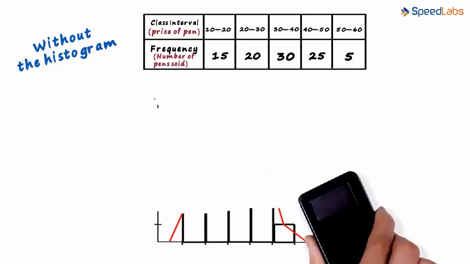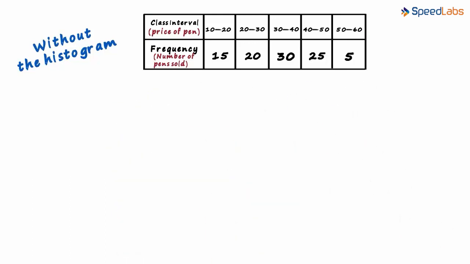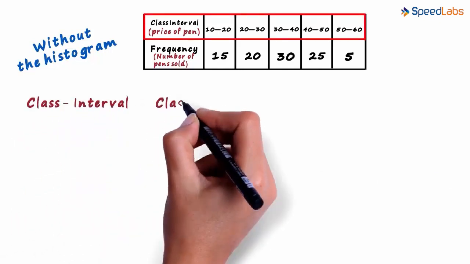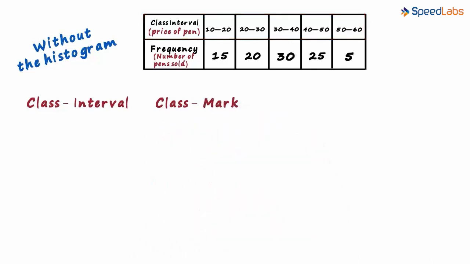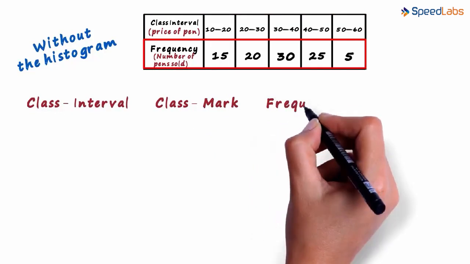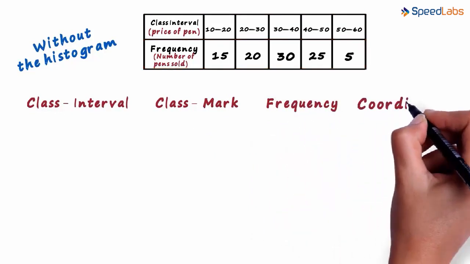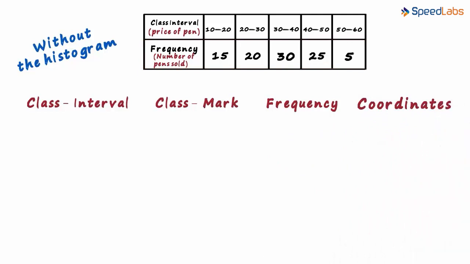So let us make a very simple table with 4 columns. First, class interval, which we already have. The class mark for each interval, which will be the x-coordinate of a point. The frequency will be the y-coordinate, and then we write both the coordinates of the point in the 4th column.